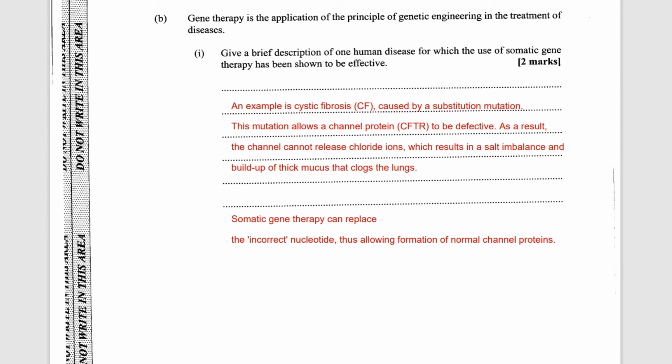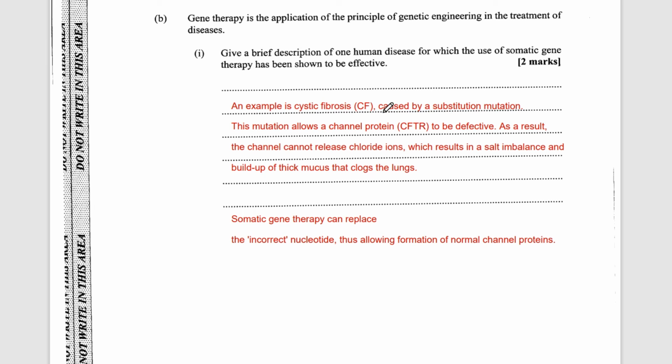Alright, so B: gene therapy is the principle of genetic engineering in the treatment of diseases. Give a brief description of one human disease for which the use of somatic gene therapy has been shown to be effective. Now, the two diseases that you might be familiar with here are cystic fibrosis and SCID. But the one that you most likely do with the teacher is cystic fibrosis. That's the one that's shown here.